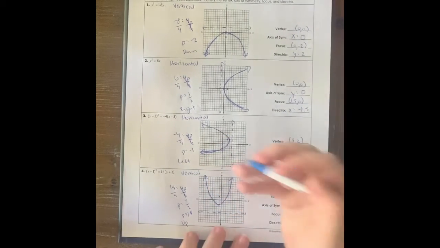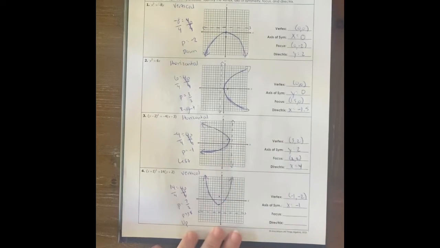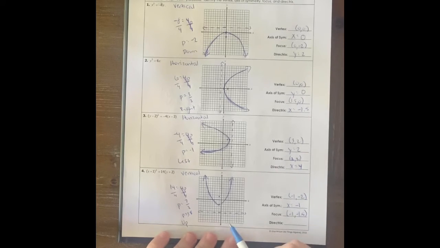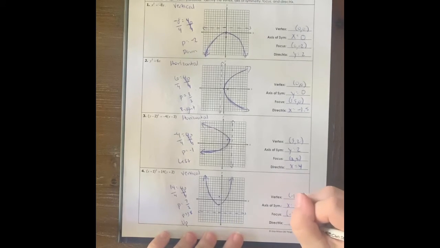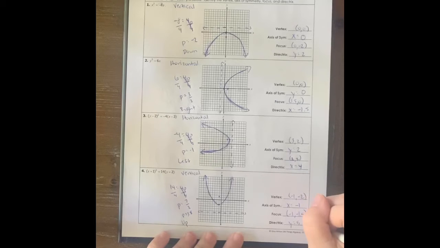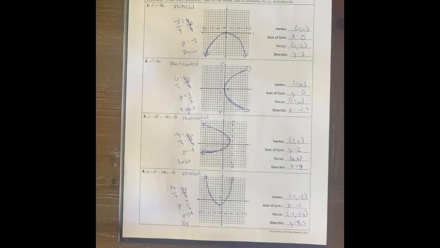All right, our focus is going to be (-1, 1.5). Our directrix is a horizontal line, so it's going to be y equals, and that is at 1, 2, 3, 4, 5.5. Oh, -5.5, sorry. -5.5. Okay, all right, let's go to the next sheet.